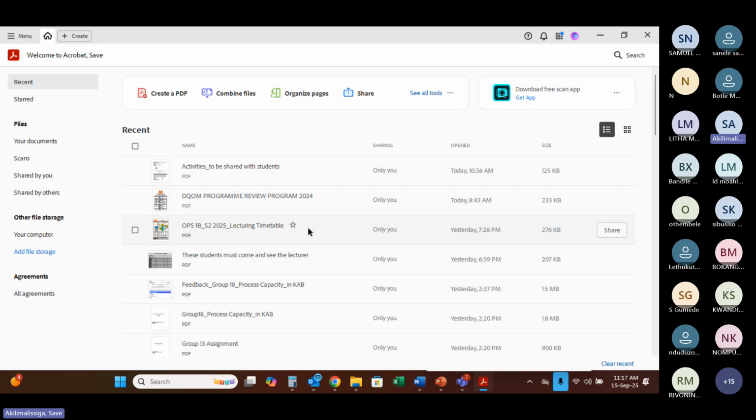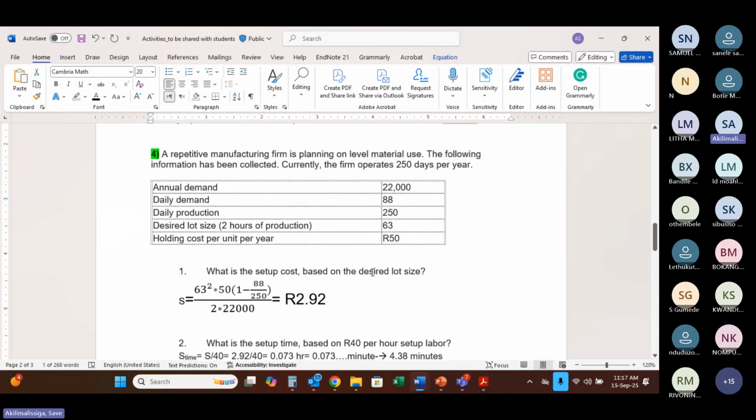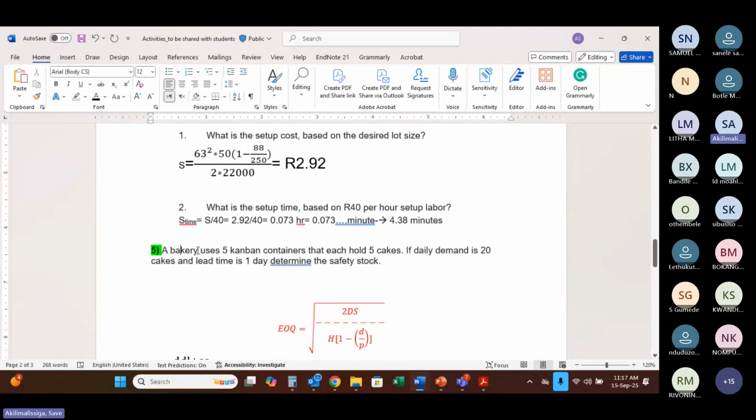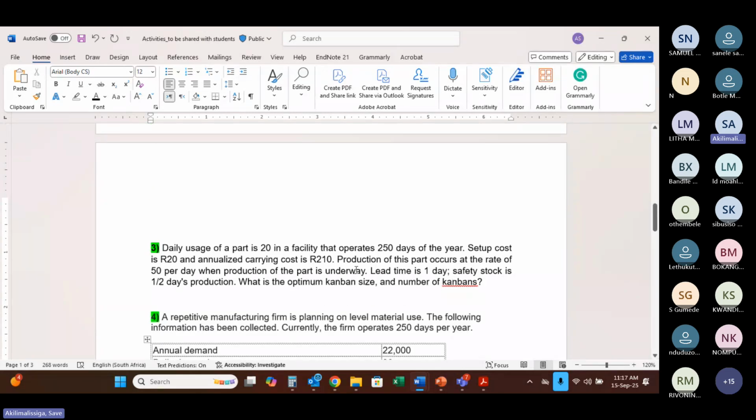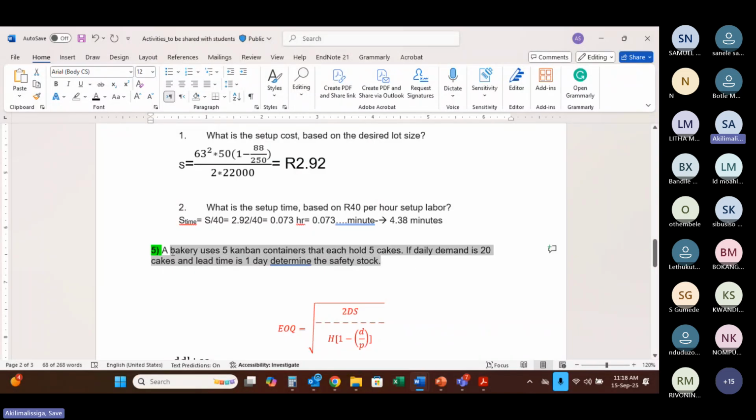Based on the questions that are available on Moodle, you can carry on with the rest of the questions. You can do question number 3 on your own, and question number 5. All right, and again, you can also get more questions from the textbook, and also from the library if you need previous question papers. I think they do help you with those previous question papers.